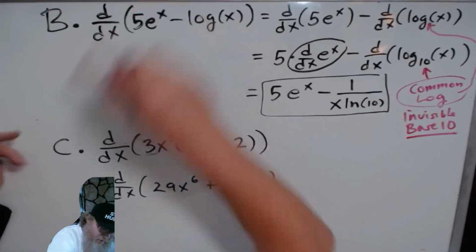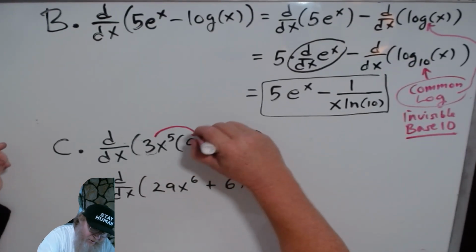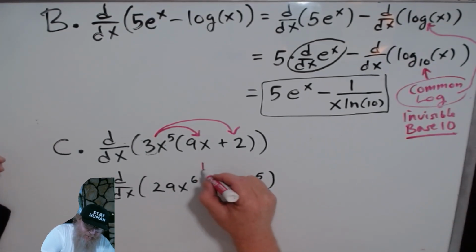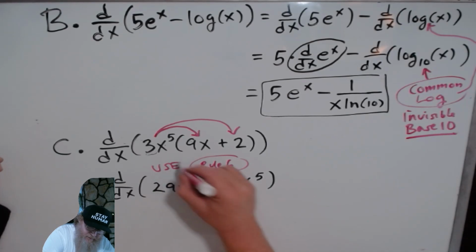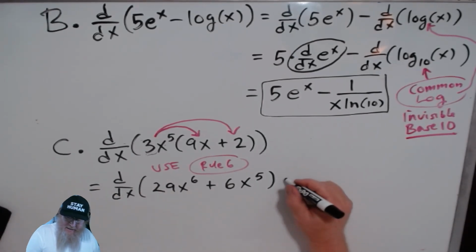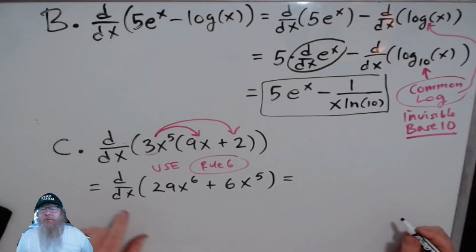And that's to distribute so that we create something where we can use rule number 6. We have to have it be either a sum or a difference. So in this case, it's going to be a sum. And now we can apply the rule.